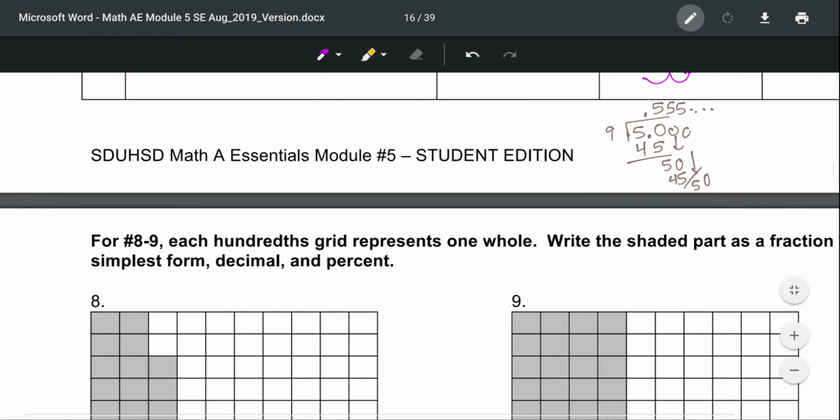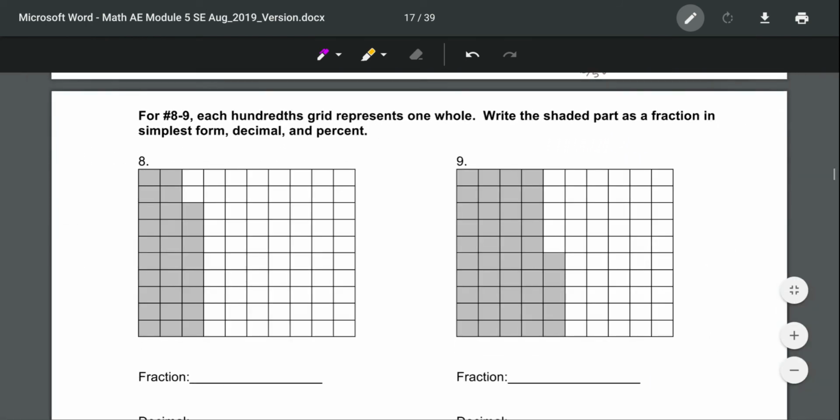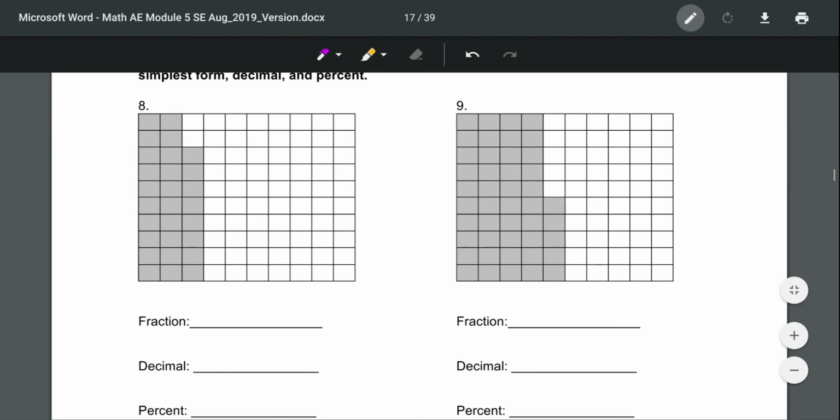So in number 8, you have a grid with 100 units. We want to write the shaded part as a fraction and then a decimal and a percent. So count the number of squares that you have. Remember that each column has 10 squares. So there's 10 in each column, and then this column only has 8 squares shaded in. So 10 plus 10 plus 8 would be 28 out of 100. In simplest form, you can divide the numerator and denominator by 4, and you get 7/25.